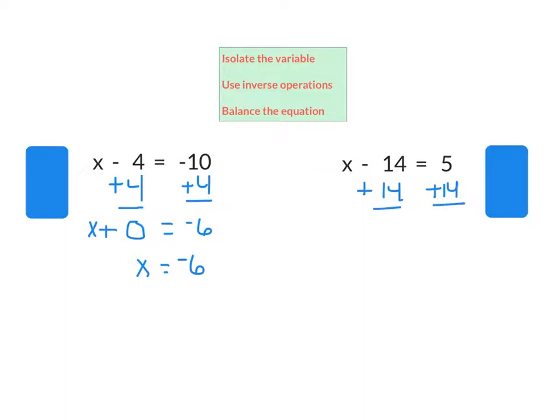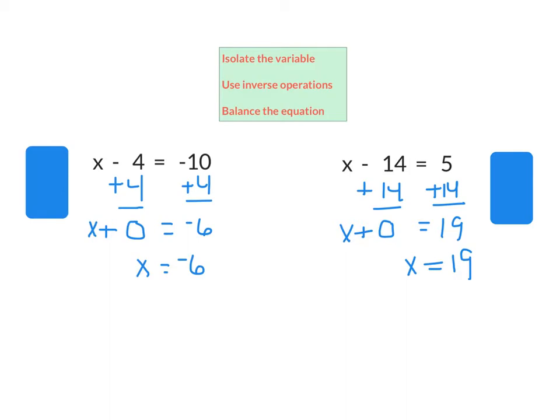Let's bring in the block, cover up my x so you can see the two little problems. And I have negative 14 plus positive 14 is 0. And I have 5 plus 14 is 19. And let's take the block away and bring down our x into the equation. So I have x plus 0 is equal to 19, and let's drop that 0, so my solution is x is equal to 19.